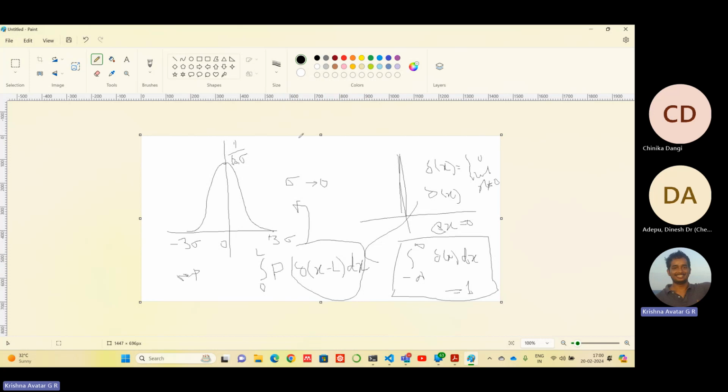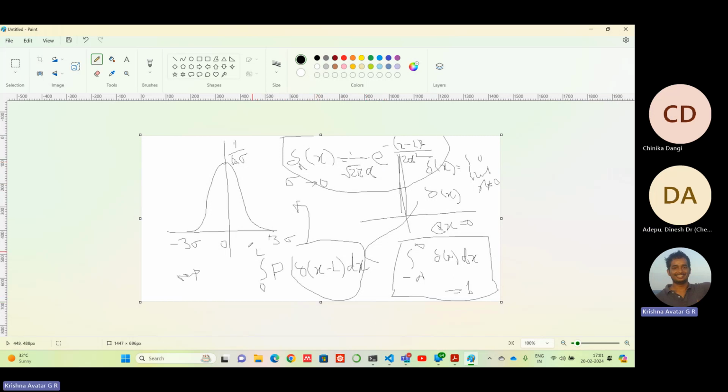Once we know the theory, what we have used is delta of x. One way of defining it is 1 by root over 2 pi sigma, or I'm using alpha, into e to the power minus of x minus L whole squared divided by 2 alpha squared. So this is the expression for delta, I mean, delta as a distribution. I'll just call it the Gaussian.